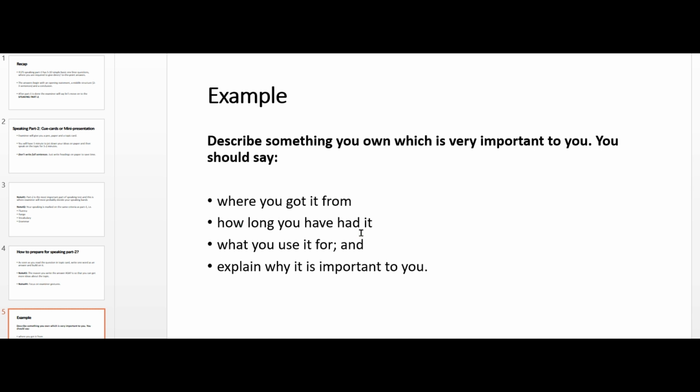The first thing I would like to do rapidly, as I mentioned earlier, is respond with a one-word answer. Describe something you own which is very important to you. I will say, my watch. Okay, my watch. Where did you get it from? Parents. See, I'm not using full sentences. I'm just writing the keyword so that I can build my idea and sentence structure around it.